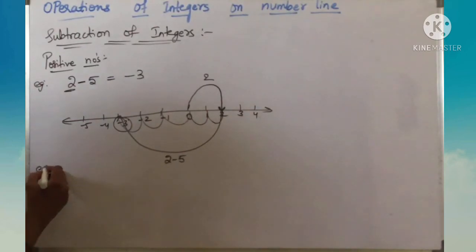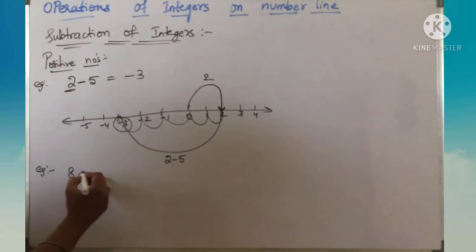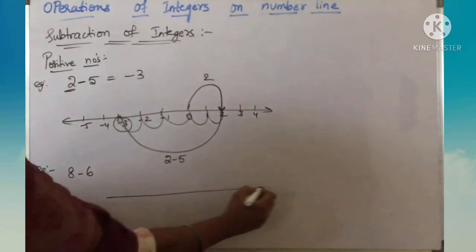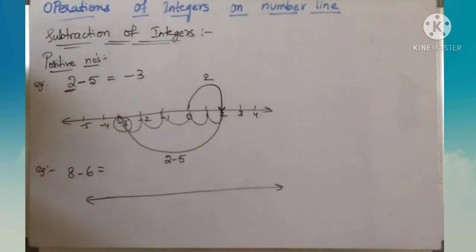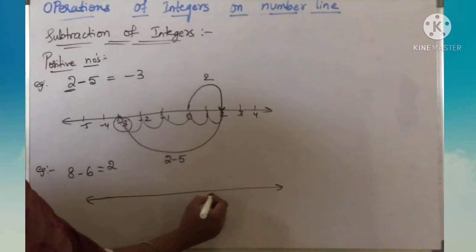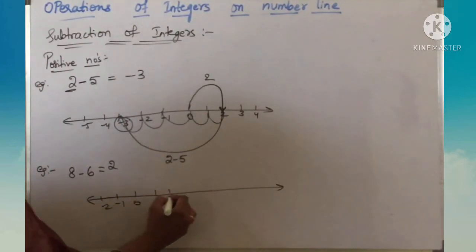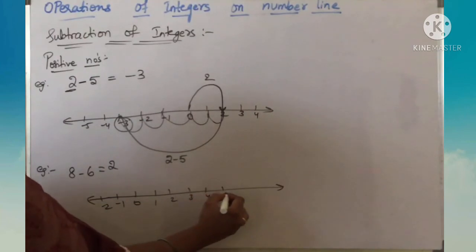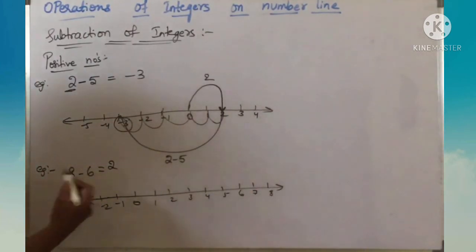Right? So one more example if I take 8 minus 6. Here 8 is a positive number and 6 is a positive number. We are subtracting two positive numbers. So 8 minus 6 is how much? 2. Right? Here 0, minus 1, minus 2, 1, 2, 3, 4, 5, 6, 7, 8. Okay. Now first number is 8, second number is 6.